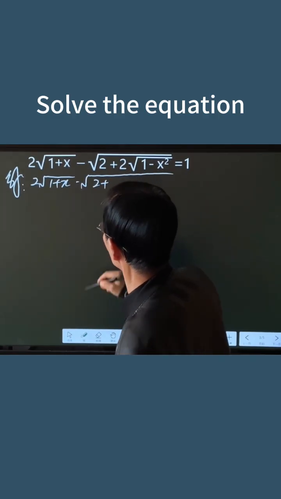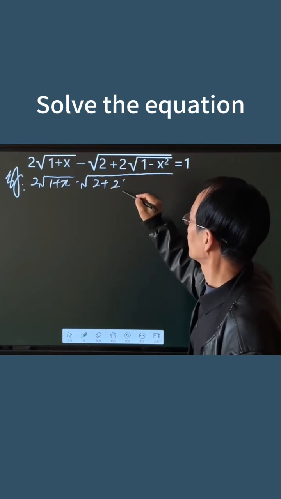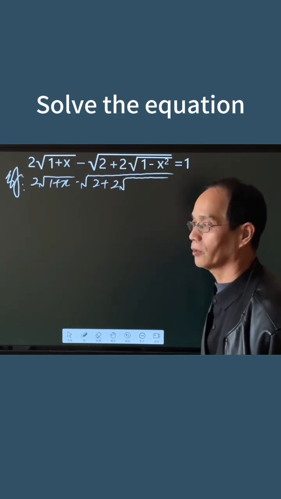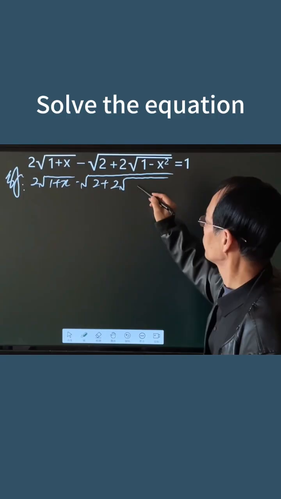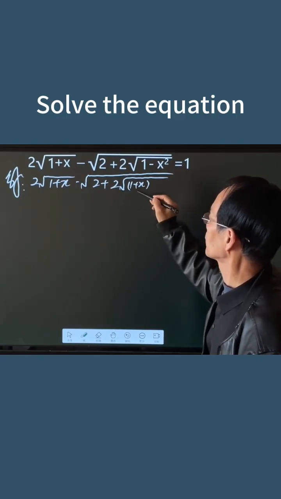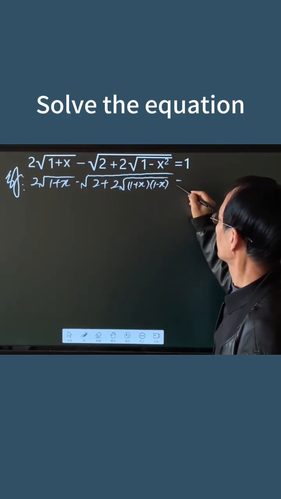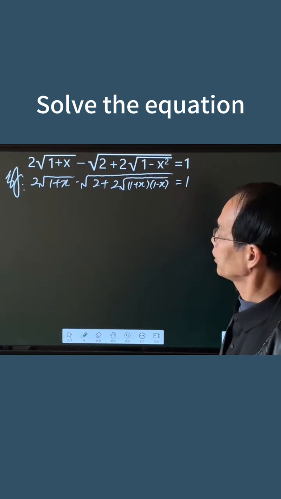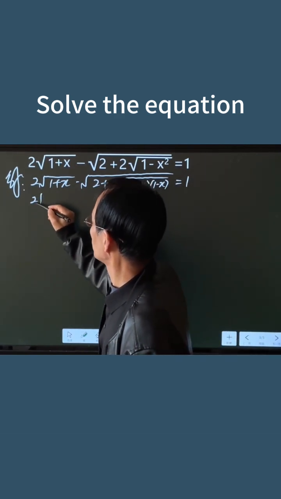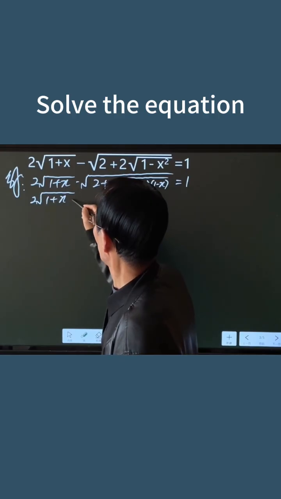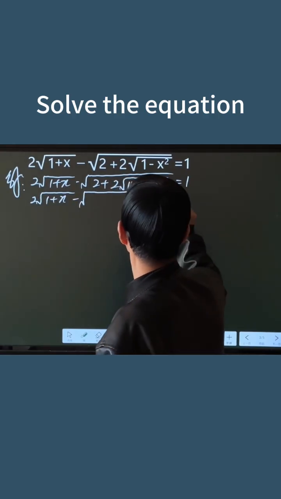Bring down the terms involving 2, and then you have the square root of 2b minus a squared under the root. How you transform it is crucial. The formula for squaring is just 1 plus x times 1 minus x, which equals 1. That's correct, right? Absolutely no problem. Now, continue to copy down the first term as before. Subtract the square root. This next part is crucial.